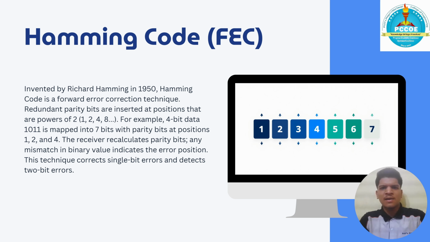The idea is elegant. Redundant parity bits are inserted at the positions that are powers of 2, that is positions 1, 2, 4, 8, and so on. Each parity bit is responsible for checking a specific set of bit positions. When the receiver gets the data, it recalculates all the parity bits. If there is a mismatch, the binary value formed by the mismatched parity bits directly gives the position of the error. That bit is flipped and the error is corrected automatically. Hamming code can detect up to 2-bit errors and correct 1-bit errors. It forms the basis of ECC memory used in servers and high-reliability computing systems.